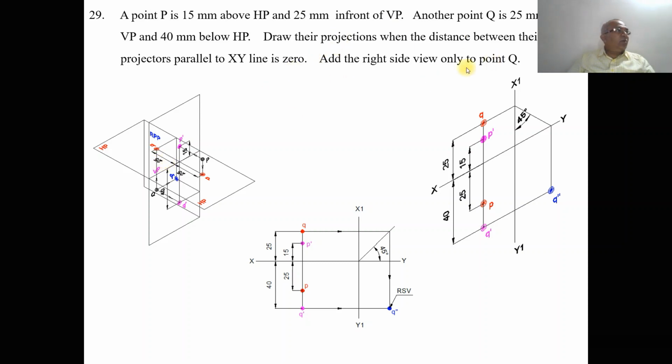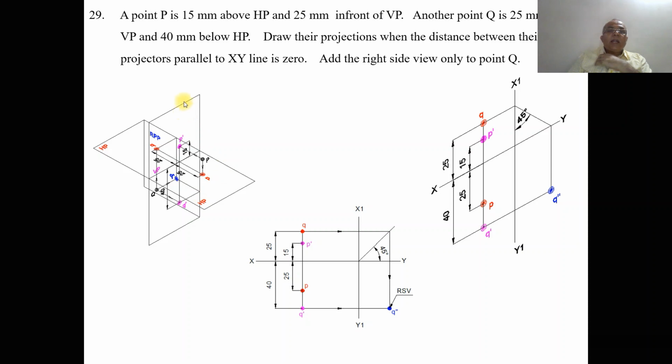As it says the right side view, since it is the right side view it will always come on the right profile plane, because the condition given is behind VP, so obviously behind RPP. So when you look from the right side view, I can see the distance below HP and also behind VP, and where you have the front view, on that line you will get the side view. That means Q dash and Q double dash both will lie on the same line.